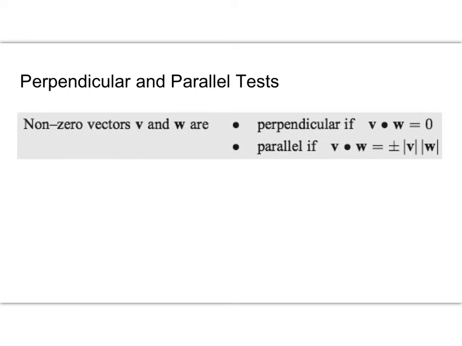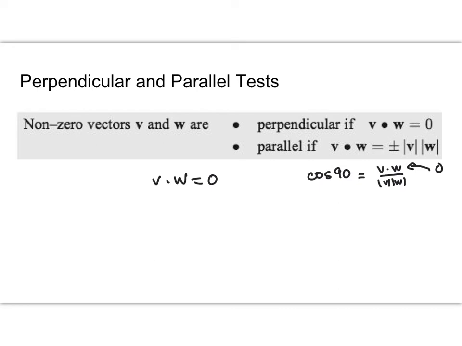Perpendicular is when v dot w equals 0. That's because cosine of 90 degrees, being perpendicular, is equal to v dot w over the magnitude of v times the magnitude of w, and cosine of 90 is 0, and this fraction will only be 0 if the top is 0. So that is how we tell if they're perpendicular.